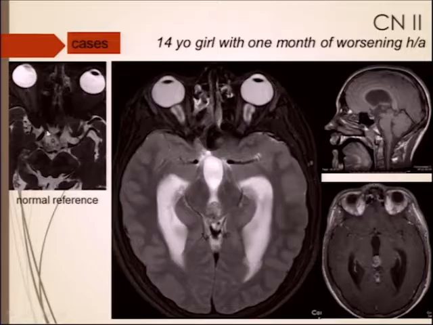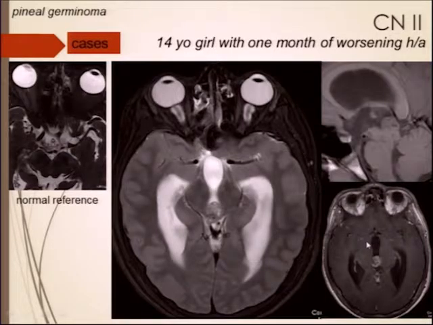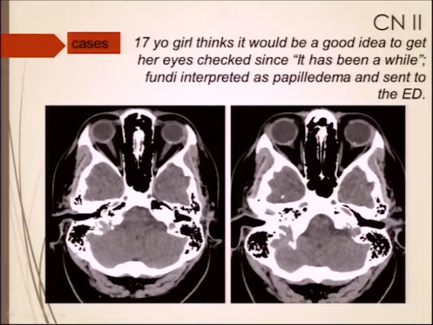Here's a normal reference image on the right showing the appearance of the orbital segment of the optic nerve. You can see she has very dilated, comparatively dilated optic nerve sheaths, flattening of the optic nerve head, and then obstructive hydrocephalus, transependymal flow of CSF, secondary to this tumor sitting on the cerebral aqueduct that pathology showed to be a pineal germinoma.